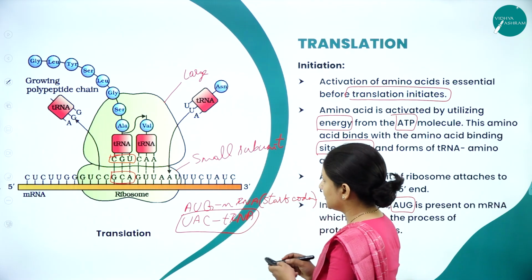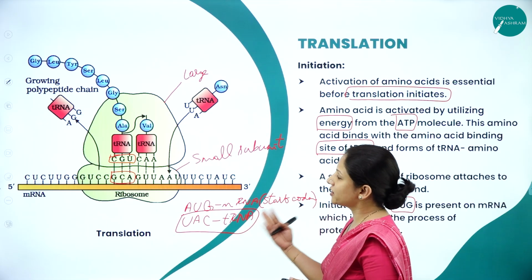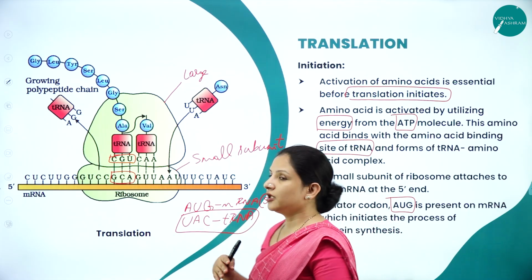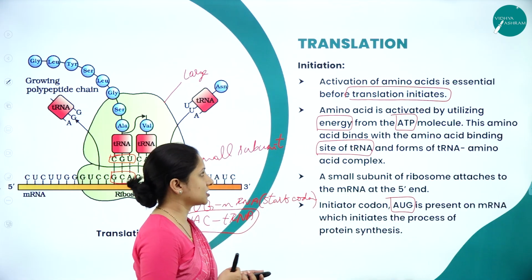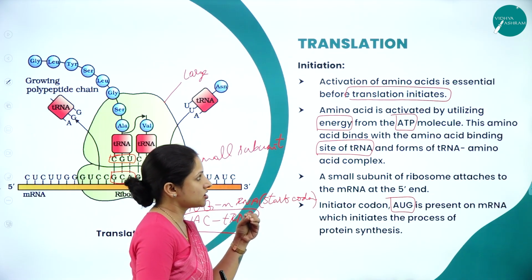We had seen this in the previous slide. You can have a look. The UAC tRNA will come and bind, and it will initiate the process of translation. So after the initiation of translation, what will happen? We will look into that. First, what will happen in initiation?